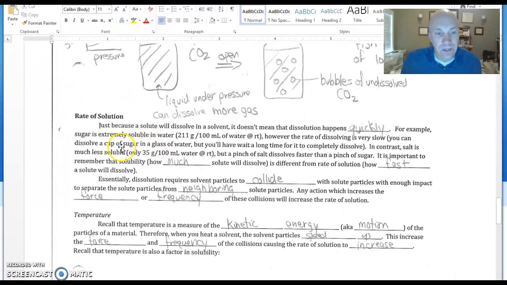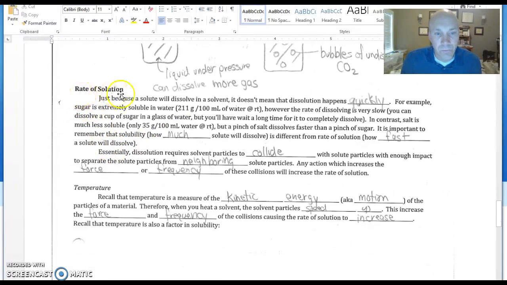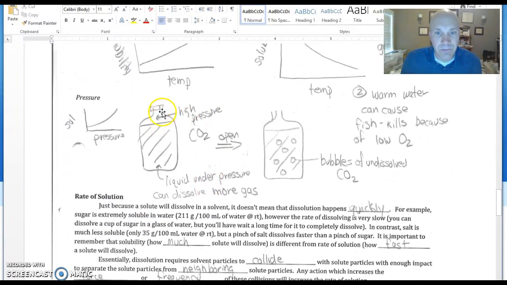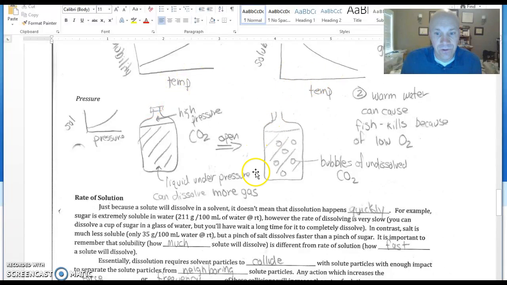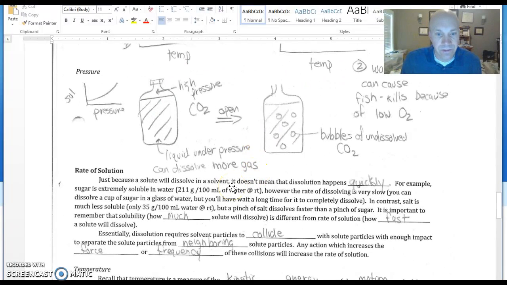So moving on, we want to talk about rate of solution. Remember that what solubility talks about is the maximum amount that could dissolve, but it doesn't say how quickly things would dissolve. You could have a solute where a lot of it would dissolve, but it would just take a while. For example, sugar is extremely soluble in water. You can get about 211 grams to dissolve in about 100 milliliters, which is the same as 100 grams of water.